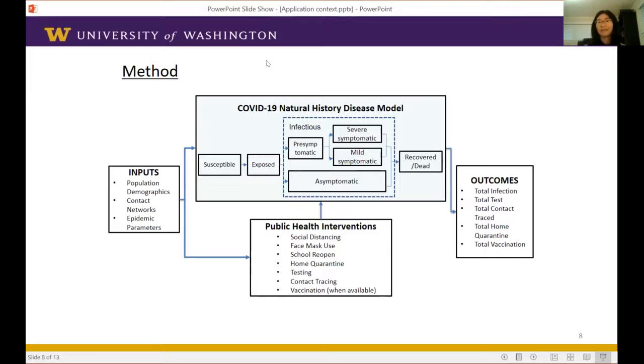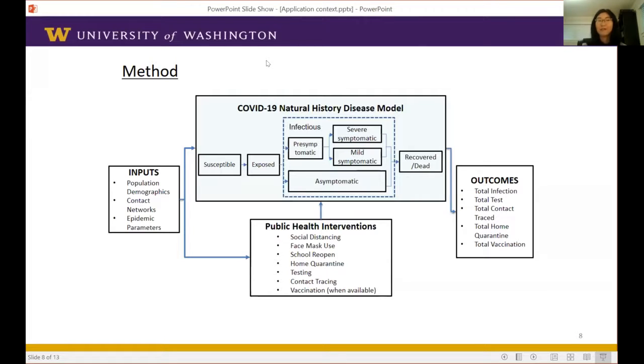Now let's take a look at the modeling framework. We modified the open source FRED model to create an agent-based simulation of COVID-19 transmission. There are 4 components. First, model inputs include population demographics and contact networks that were generated from US Census data, as well as epidemic and disease-specific parameters. We calibrated regional COVID-19 transmissibility, contact patterns, and home quarantine compliance to target the basic reproduction number, R0, as well as infection fatality ratio.